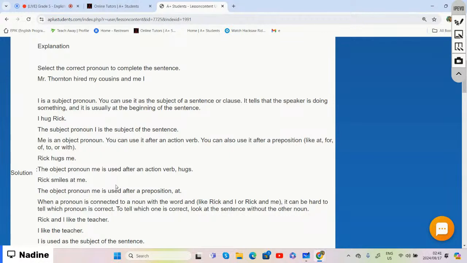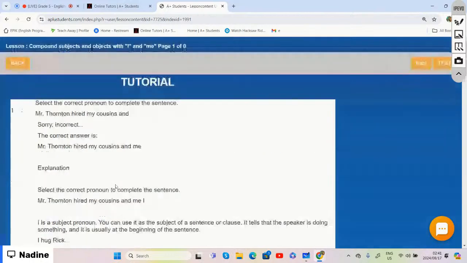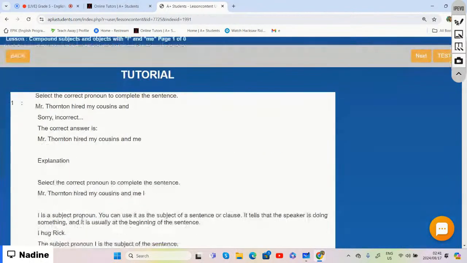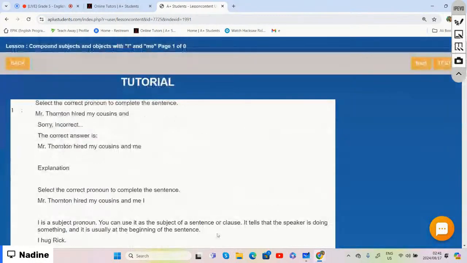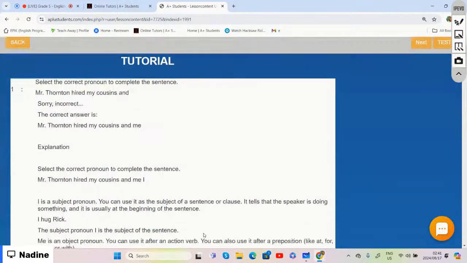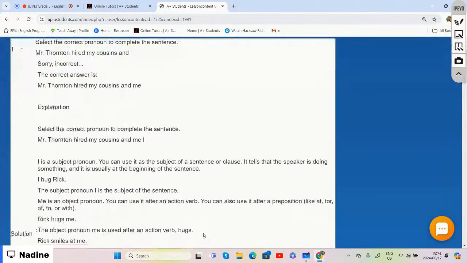All right. So this is also part of the compound subject and object with I and me. Remember we said I is a subject pronoun, and it tells us who is doing something. It tells us what the speaker is doing. So I is the speaker, and usually you will find I at the beginning of a sentence. And then we have the object pronoun also.